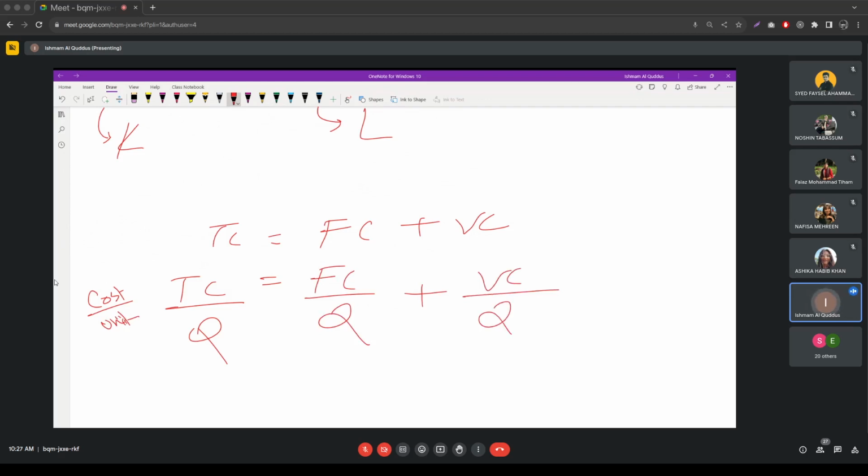Now, what is it? This is nothing but the average total cost. This is nothing but the average fixed cost. And this is the average variable cost.